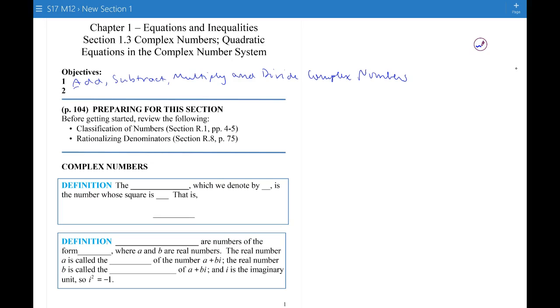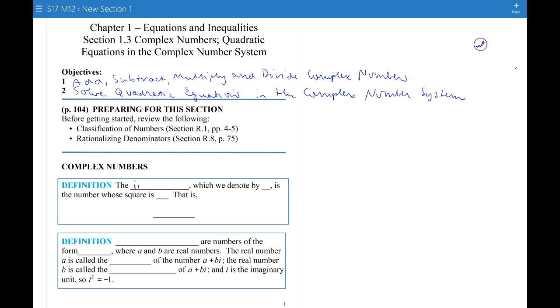And then we're going to solve quadratic equations in the complex number system. So again, preparing for this section, if you need some refresher on the different kinds of numbers, that's in section R.1, and rationalizing denominators is a skill that you need to make sure you have refreshed. So we need some definitions as usual when we get started.